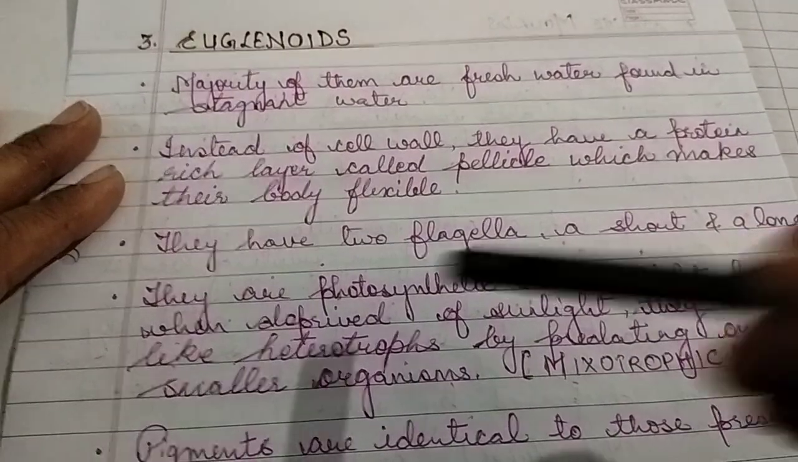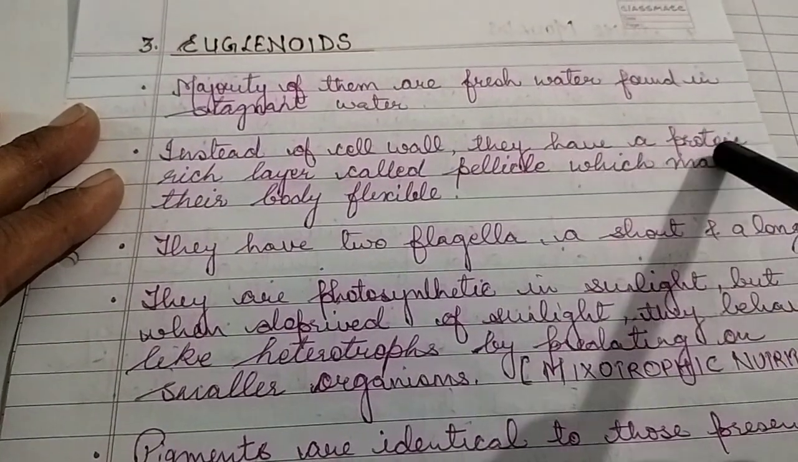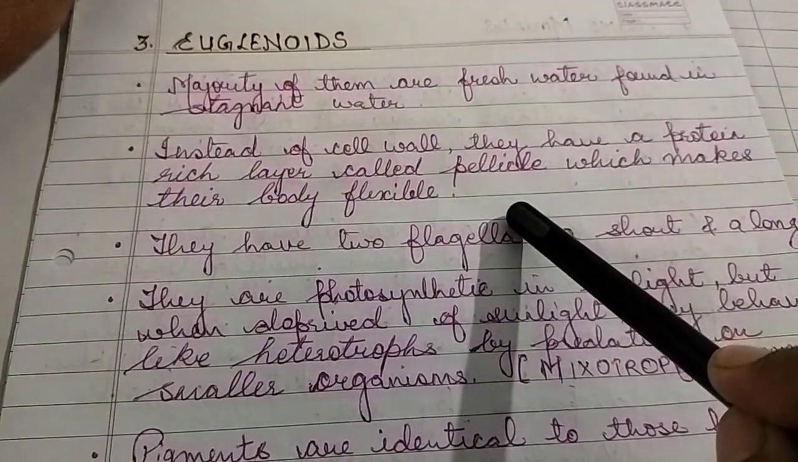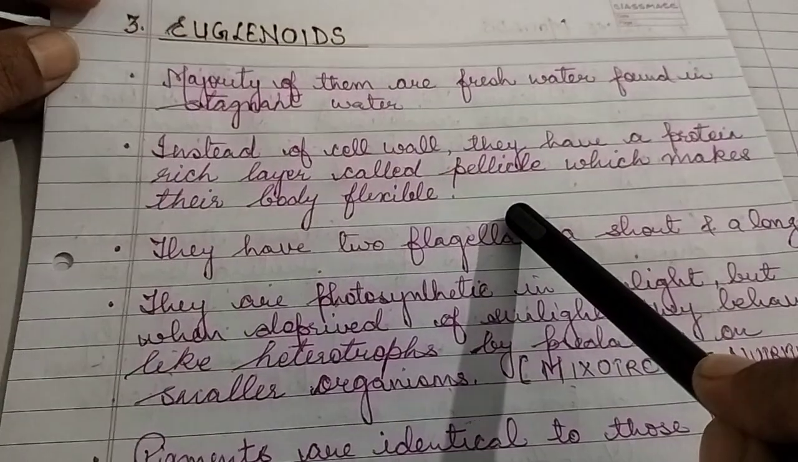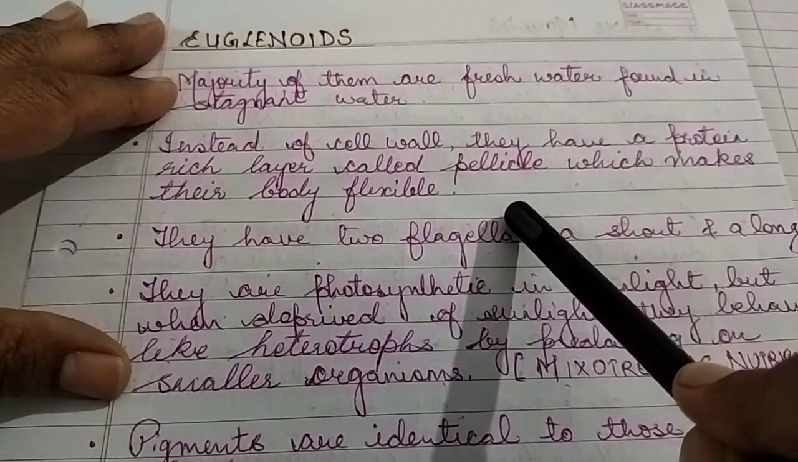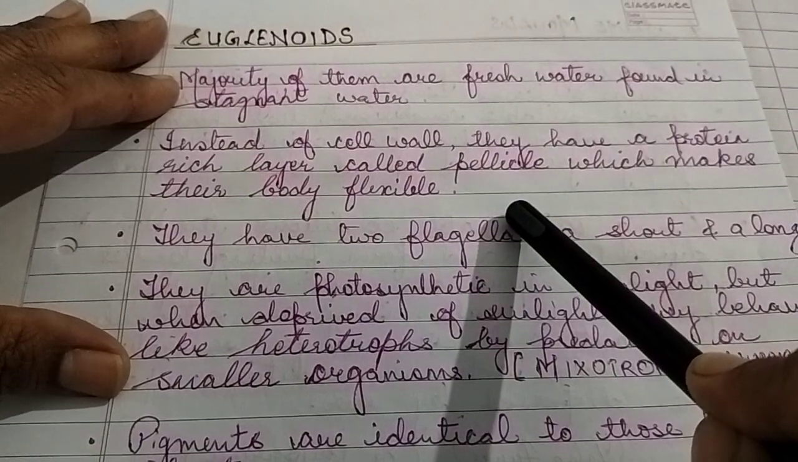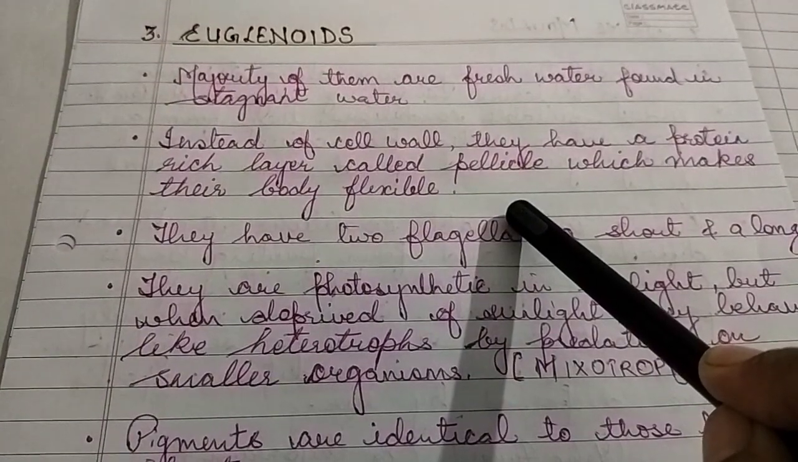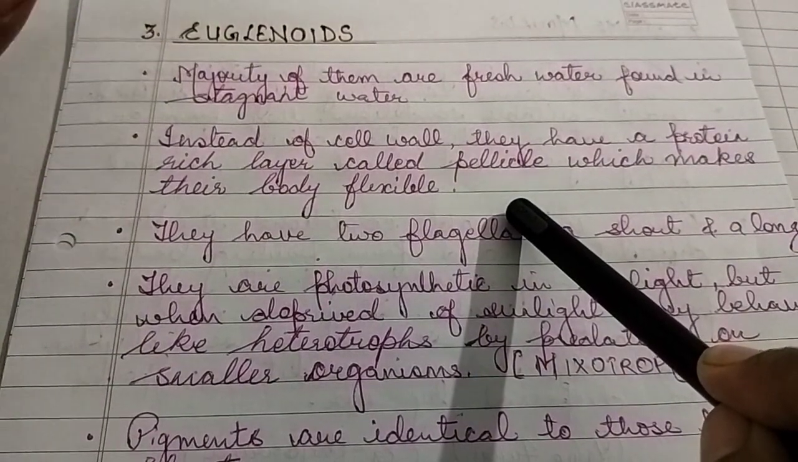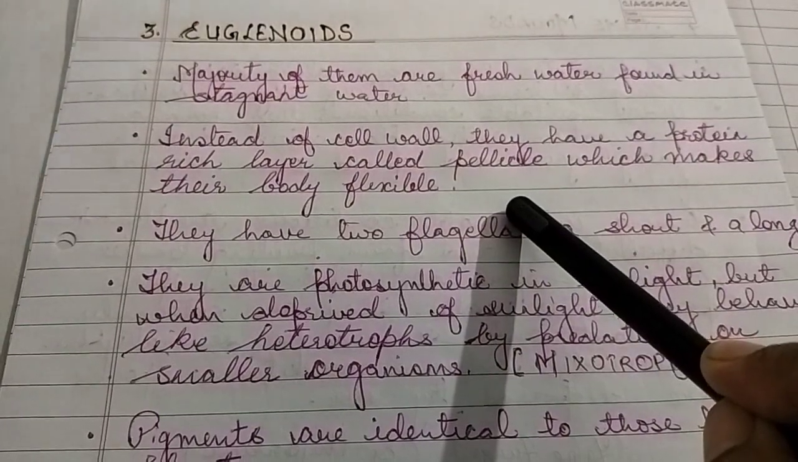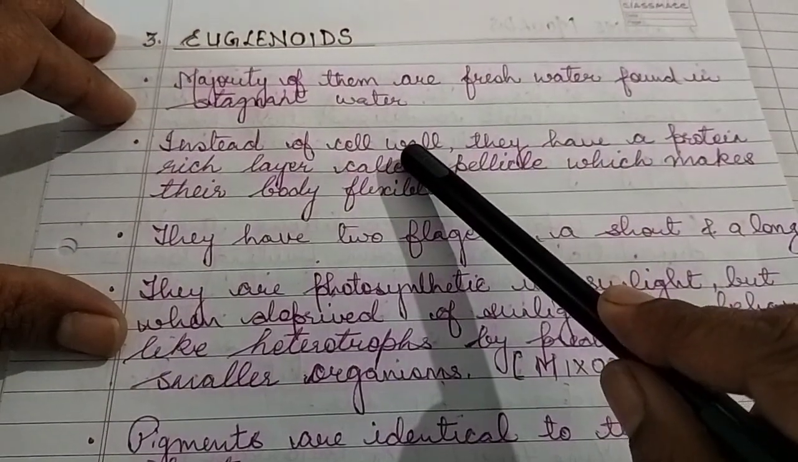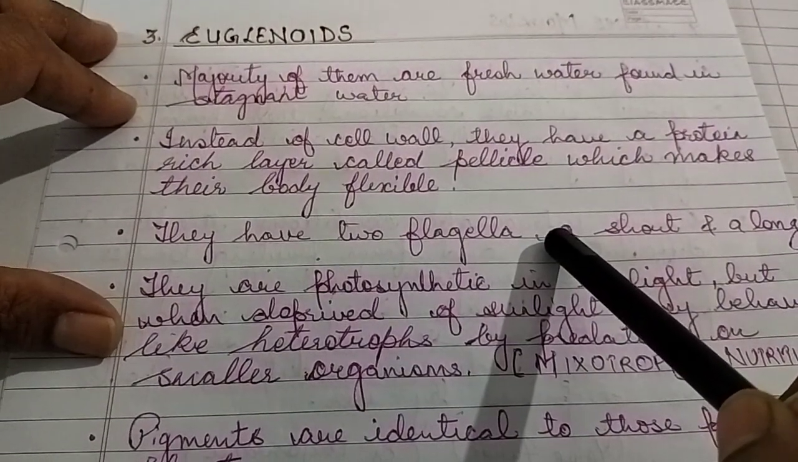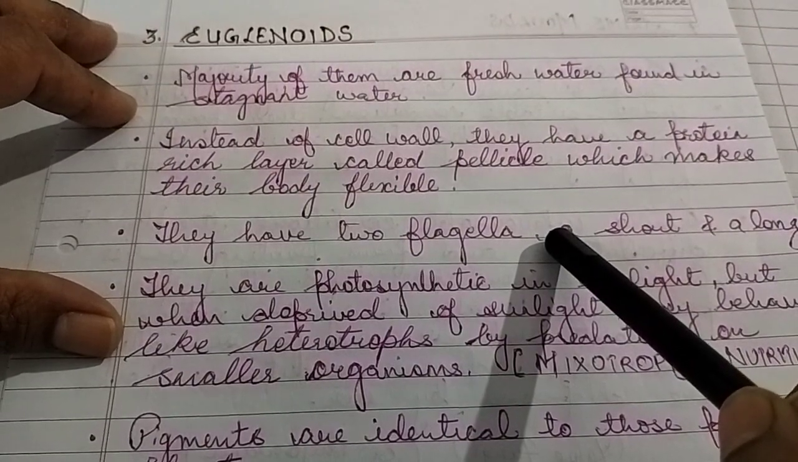Next, instead of a cell wall, they have a protein rich layer called pellicle. Okay, here the cell wall is absent, and this is the character resembling animals. We discussed in an earlier video that some protistans are plant like, such as chrysophytes and dinoflagellates. They are photosynthetic, they are plant like. Now euglenoids lack a cell wall and this character resembles animals. That is why protistans are said to be the link between plants, animals and fungi.